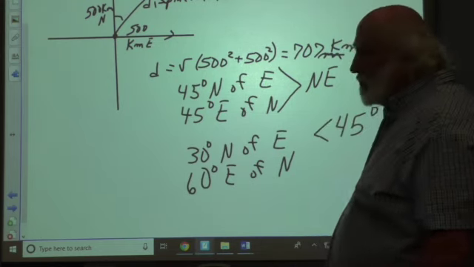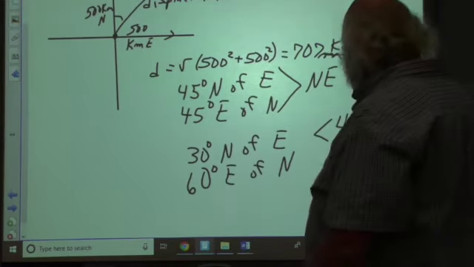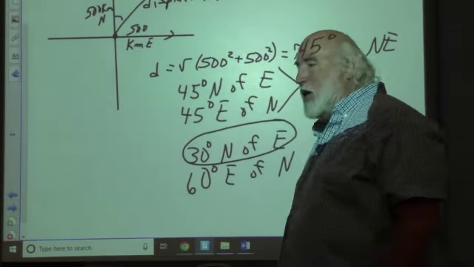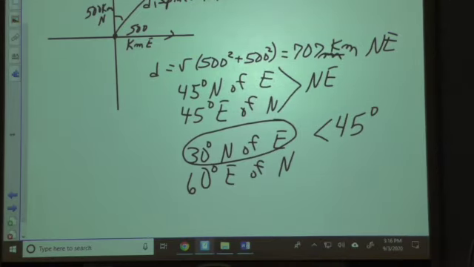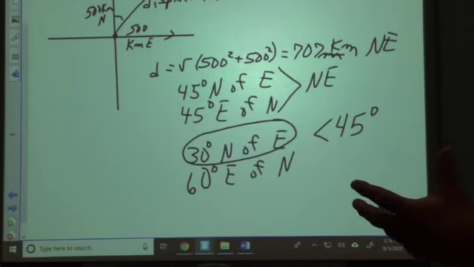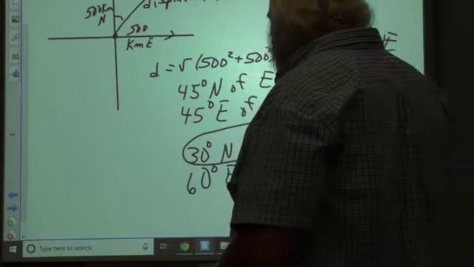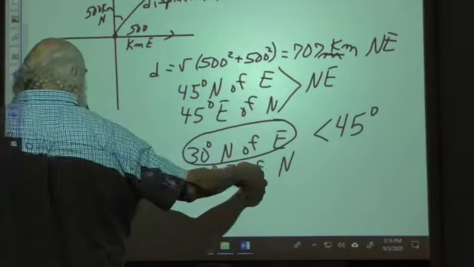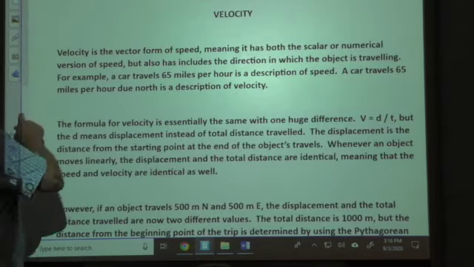So we would say 30 degrees north of east if that were to be the answer. It's not for this problem, but if it were, that's the one that we're going to use. So always use a value in your angle or your direction that is less than 45 degrees. Because if it's more than 45 degrees, it's actually closer to the other direction. So you have to flip them around, like we did here. East and north becomes north and east.